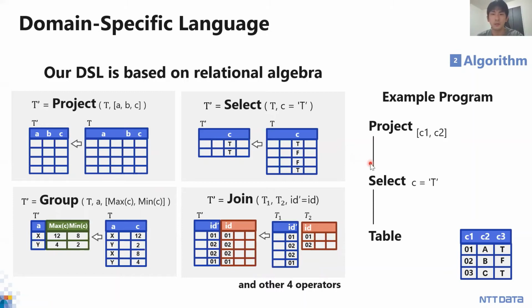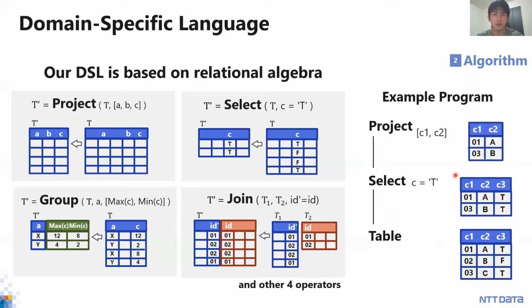Here is an example program in our DSL. This program is represented as a syntax tree, and the evaluation is performed in a bottom-up manner. For example, when this is the input table, the result of select operator is like this, and the final table is produced by projection.